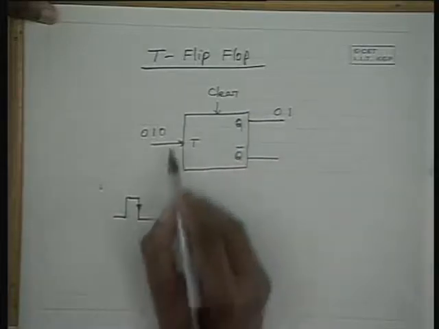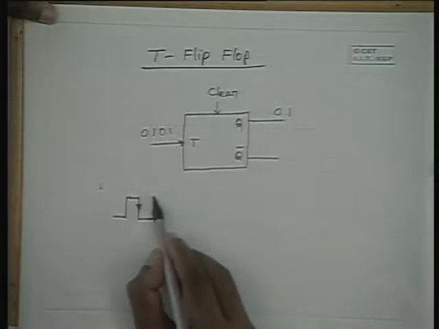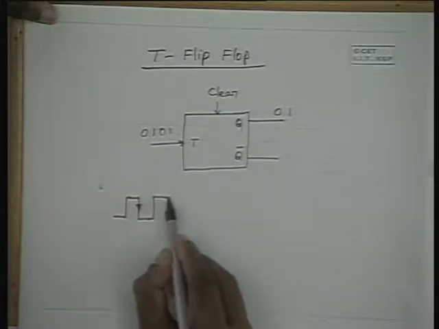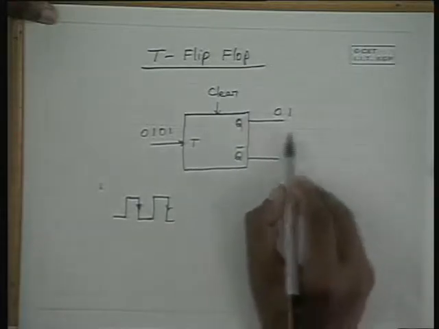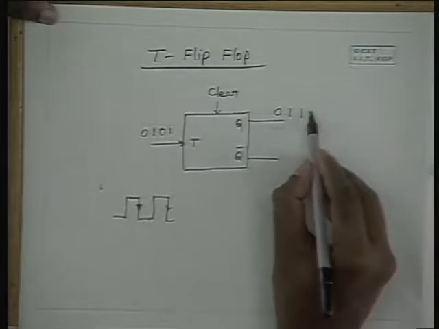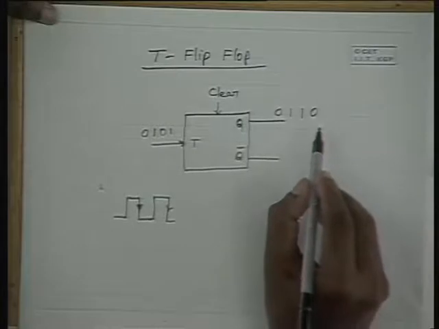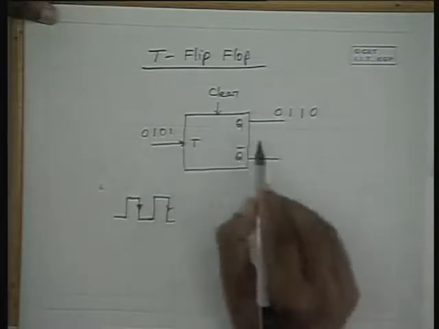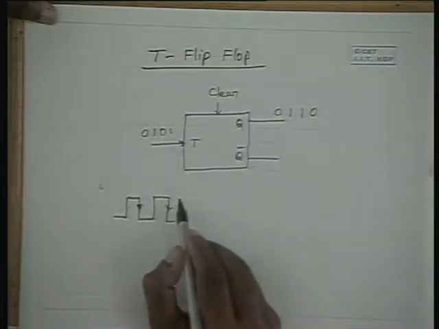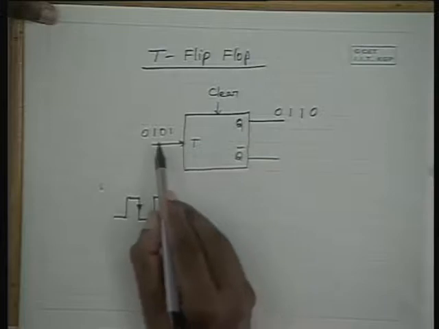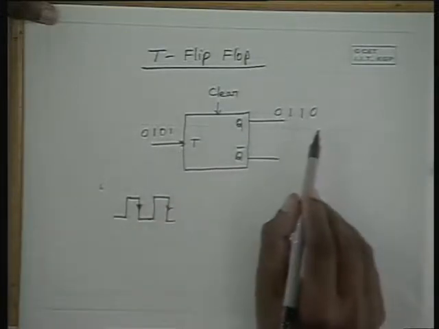And when you make it 1 again, it doesn't respond. But when you make the next transition from 1 to 0, it will get toggled from 1 to 0. So this is what happens when the T flip-flop is negative edge sensitive. That means for every negative transition at the toggling input, the output toggles.